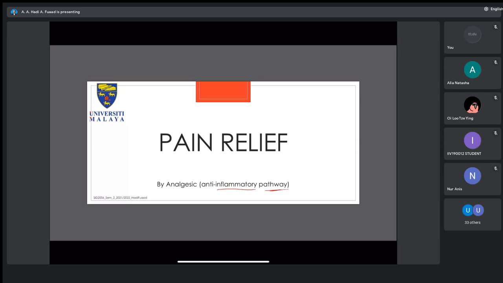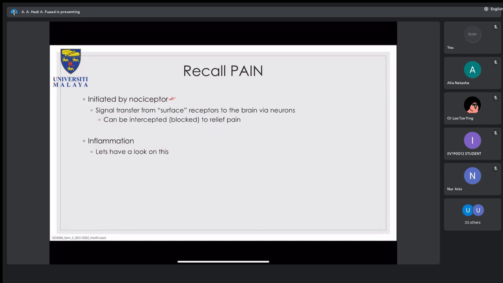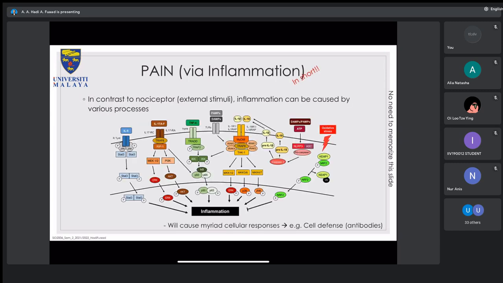Okay, so today we're going to look at the other side of pain. The nociceptor, as I mentioned, and the second thing we're going to look at today is inflammation. The network today is a bit slow, so you might not be able to see what I'm writing. Okay, so this is what we're going to look at today.